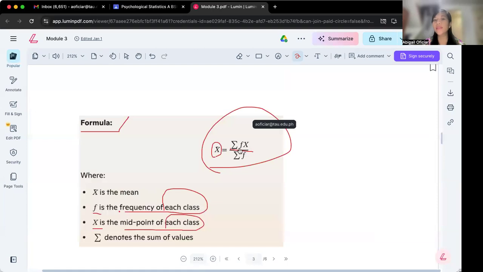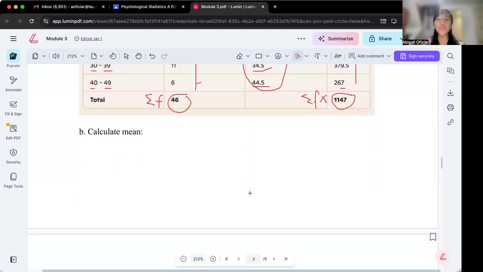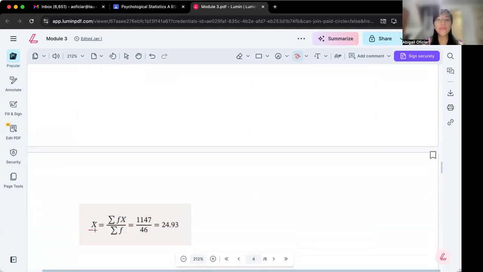So the numerator is the summation of fx over the summation of f. Let's just substitute that. We have the mean equals the summation of fx over the summation of f. If we substitute, 1,147 divided by 46 is equal to 24.93. So our mean for this data is 24.93.